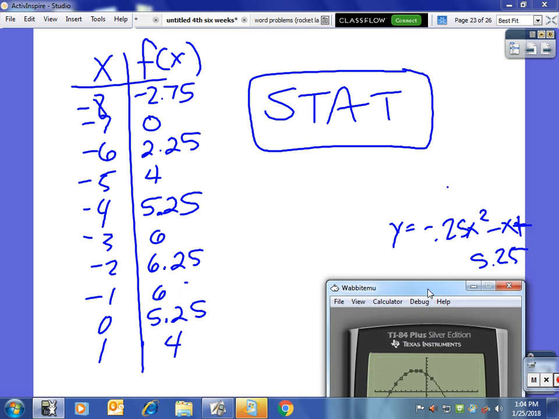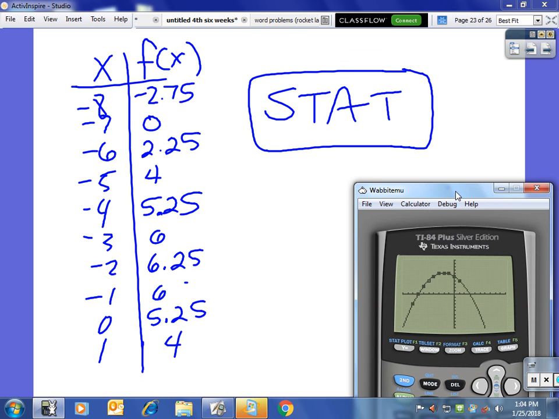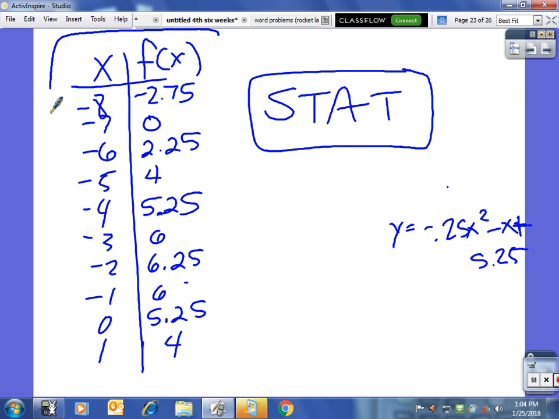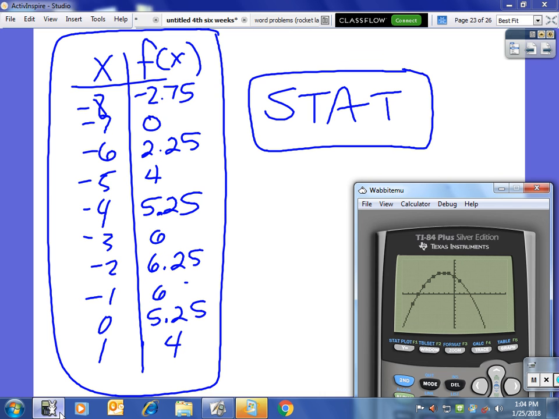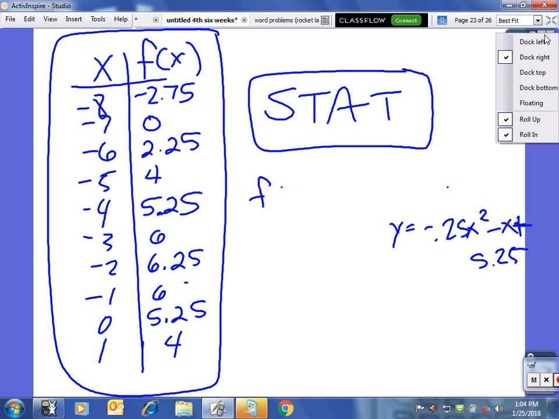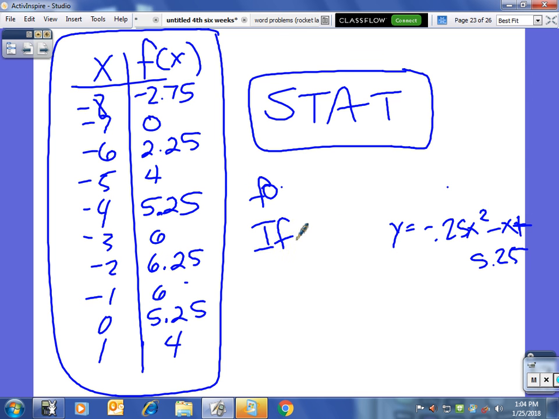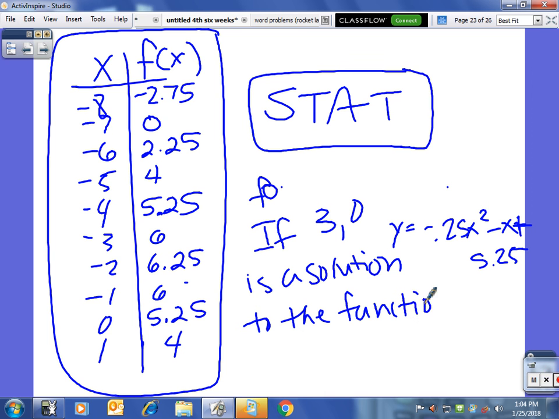Now, we did all that work, but let me tell you a sad but true story, okay? 2 years ago, when this was actually on the end of course exam, and I was walking around the class that I was testing, I saw kids looking at this question and just almost tears in their eyes, because the way they wrote it sounded so complicated. It said this, if 3 comma 0 is a solution to the function, where else does f of x equal 0?